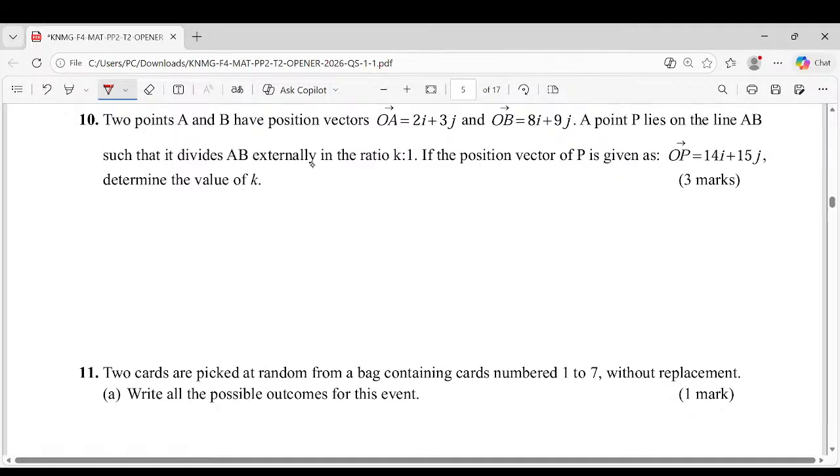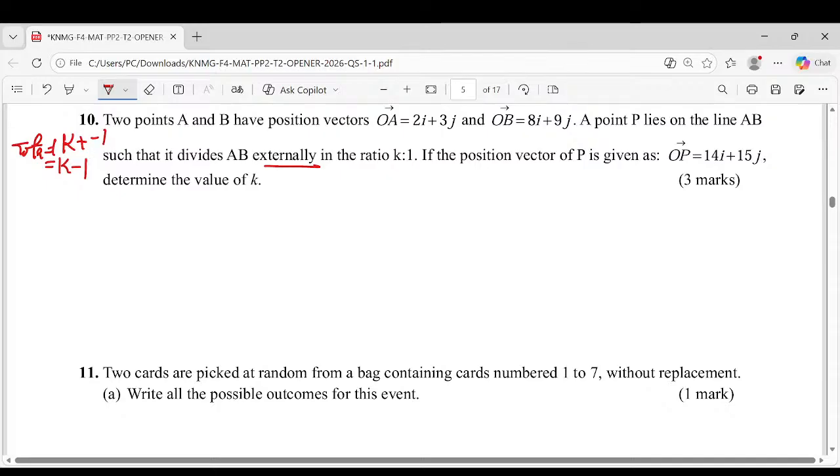So this is an external division, ladies and gentlemen. If this is an external division, we need to be very keen here. First of all, let's get the total ratio. It will be k plus -1, so the total ratio will be k minus 1.